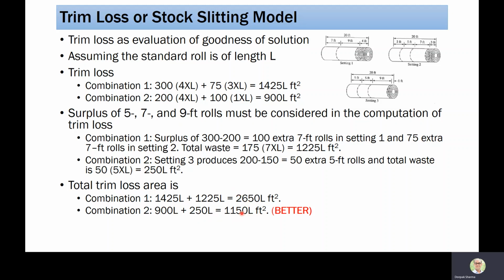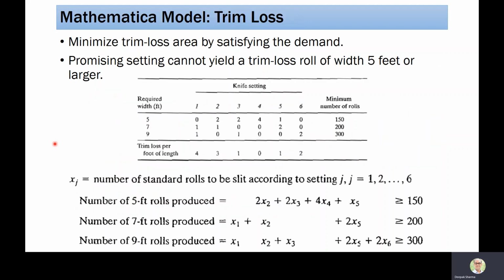So looking at the waste, we can see that combination 2 is better than combination 1. So understanding this particular analysis, we can have different kinds of losses. Now let us look into the problem again. So we have to minimize the trim loss area by satisfying the demand.